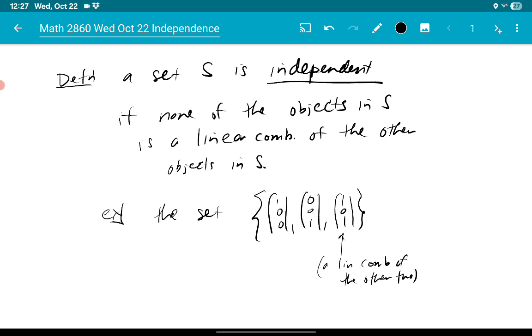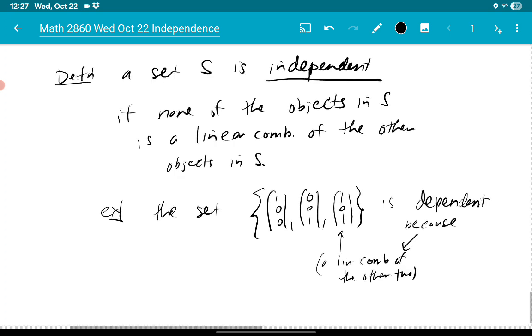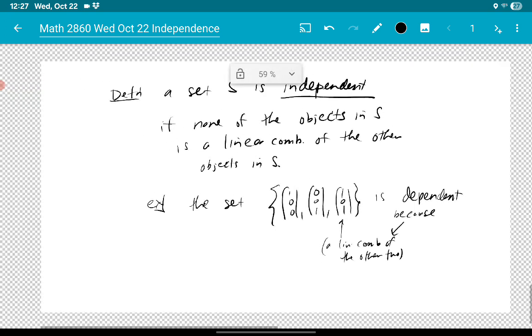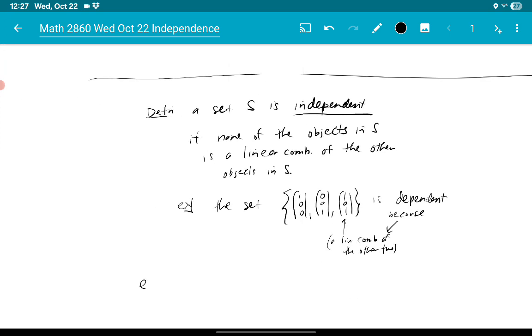So when it's not independent, we say it's dependent. Instead of saying not independent, we just say it's dependent. It's dependent because of what I just said: the last object is a linear combination of the first two. Okay, so let's do another example.